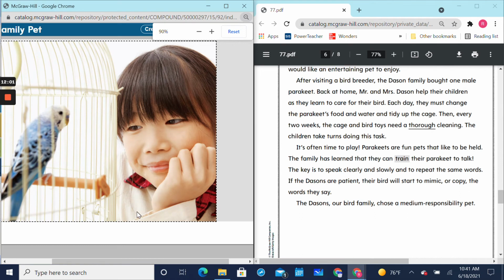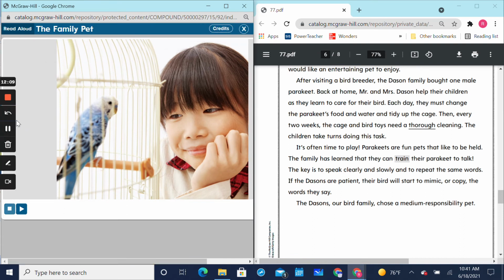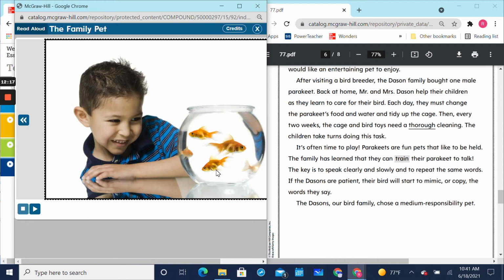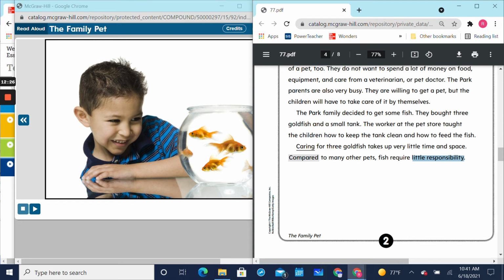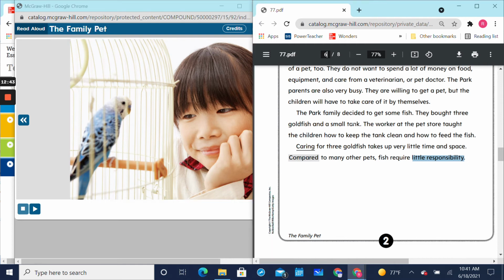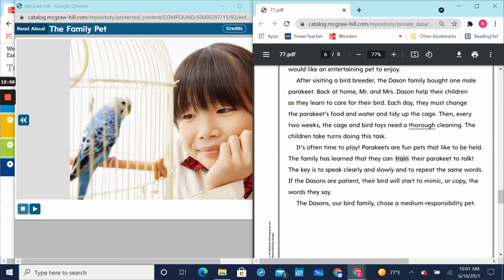Now, wait a second here. I noticed something about this informational text. The first pet that we looked at was a fish, and on the words for that page we saw that fish require little responsibility. So fish are a low responsibility pet. You don't have to do a lot to take care of it, right? But then we just read about a parakeet and how you have to change its cage, change its water, change the food, making sure that you're caring for it every day. And we read that the words on the page told us that a bird is a medium responsibility pet.